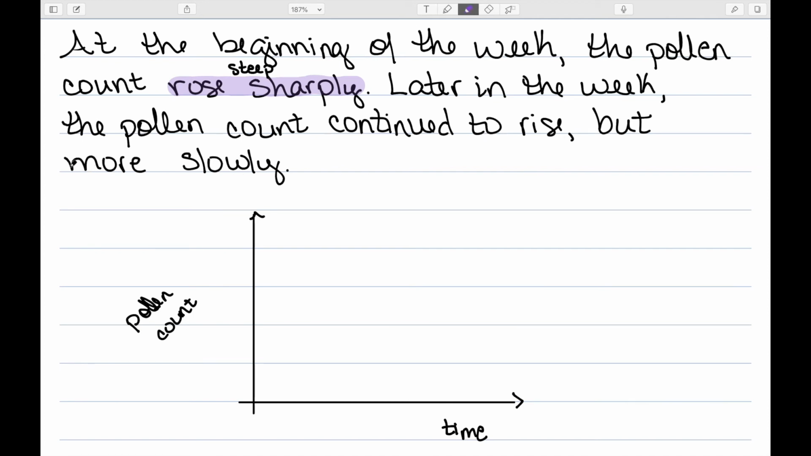It still continued to rise, but this time more slowly. So now, later in the week, we should have it as less steep. So when we draw this, we need it very steep at the beginning of the week, and then we need it to slow down, although still increasing since it continued to rise, but now not as steep of an increase. So this would be a graph that describes this situation.